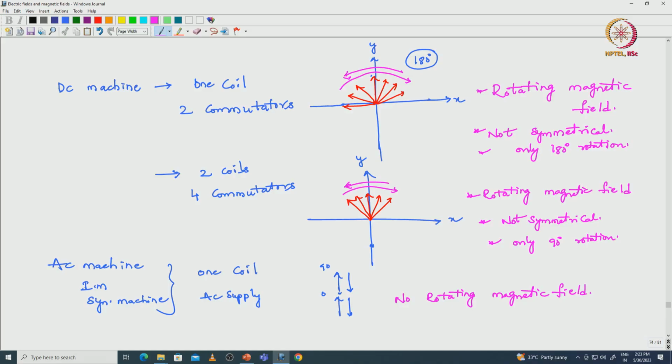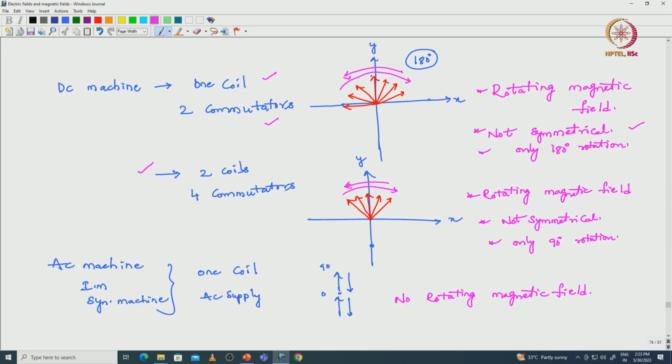Greetings to all. In the last lecture, we discussed the magnetic fields in a DC machine and induction machine with a single coil. The summary of the last lecture we can see here. The DC machine with one coil and two commutator rings, we have seen the rotating magnetic field, but it is not symmetrical and it is rotating with respect to a 180 degree span.